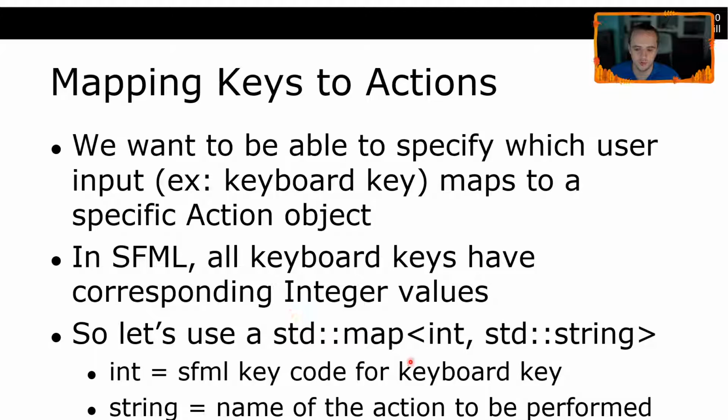The integer is going to be the SFML key code for the keyboard key, and the string is going to be the name of the action to be performed. So for example, if we wanted the spacebar to jump, then the integer would be whatever key code SFML uses for space, and the string would be jump. So we're going to create a map from ints to strings.